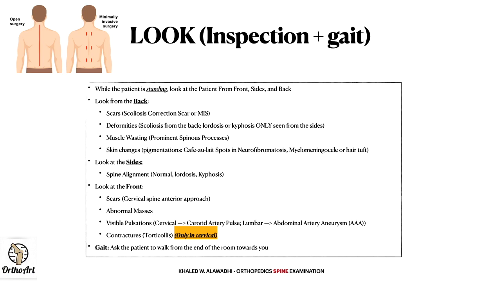Then we'll move to deformities. If you're examining from the back, always look for one thing: evidence of scoliosis, or the letter S, as some books mention. However, never look for lordosis or kyphosis from the back. Always look for them from the side. This is very important. You don't comment on these if you see them from the back. Always see them from the side.